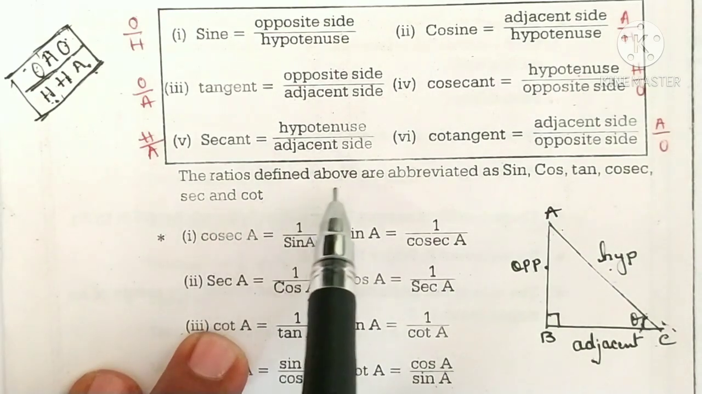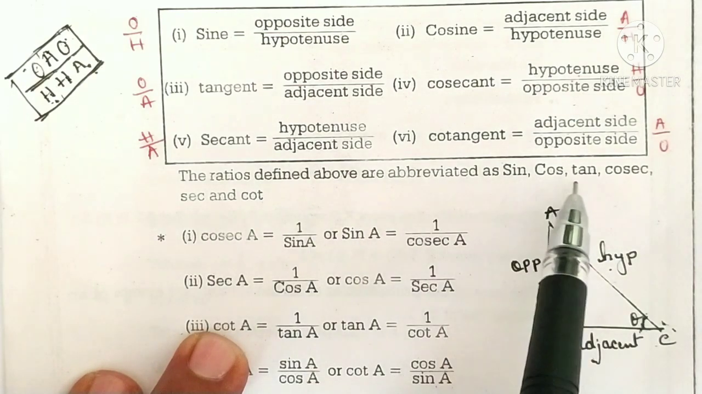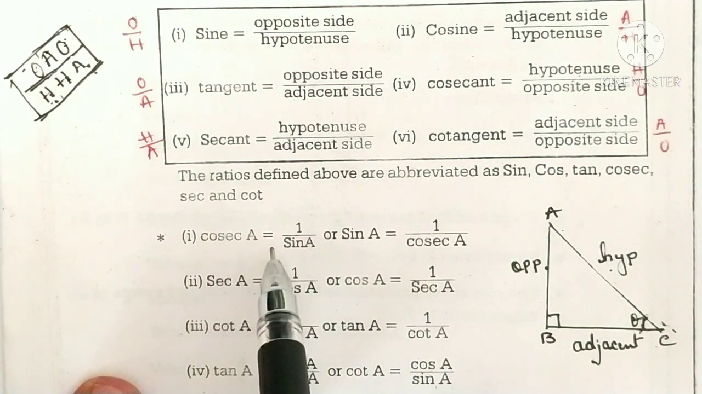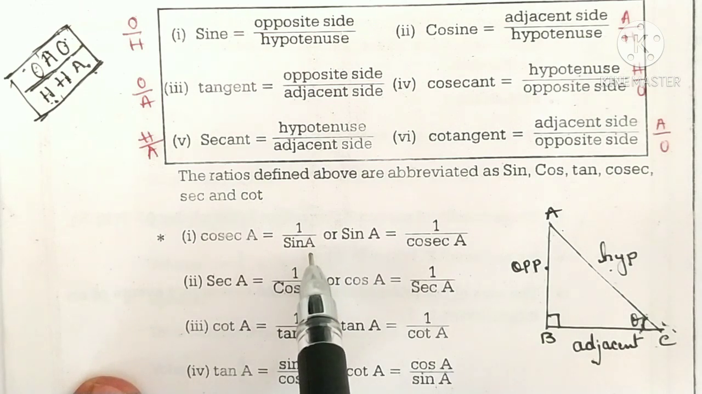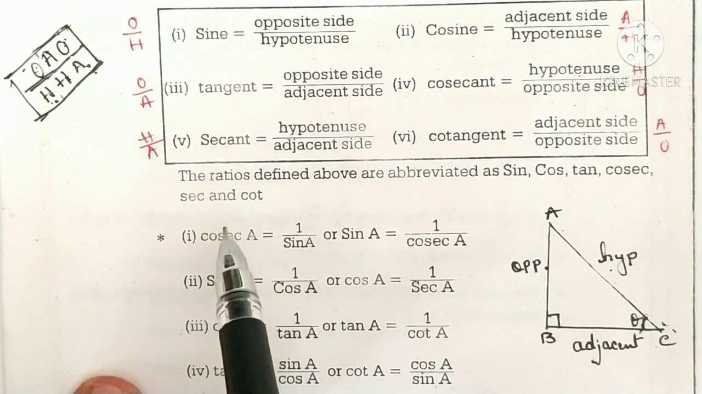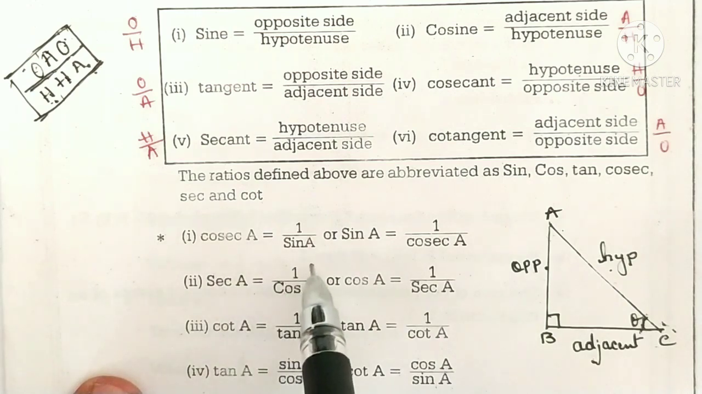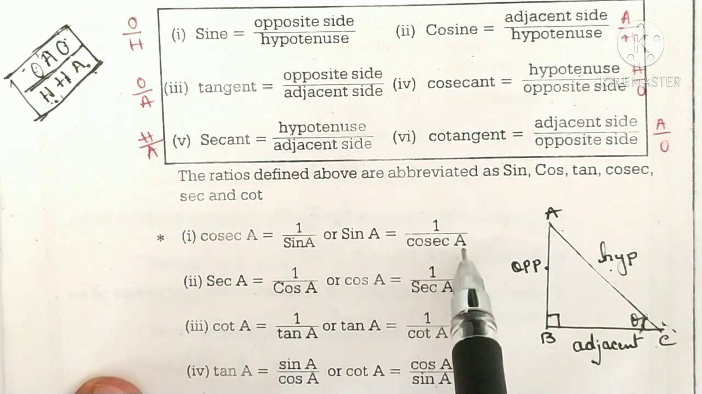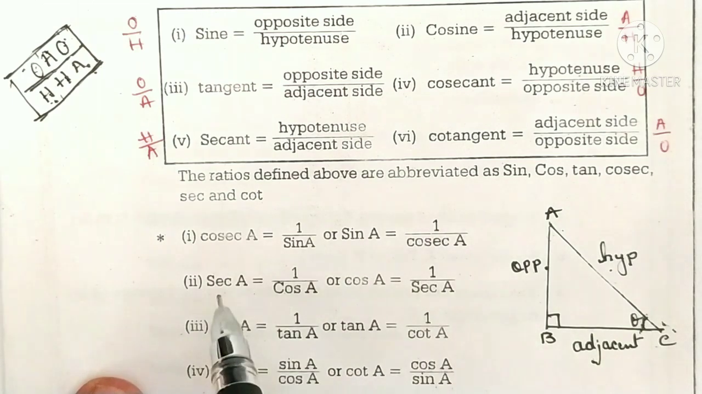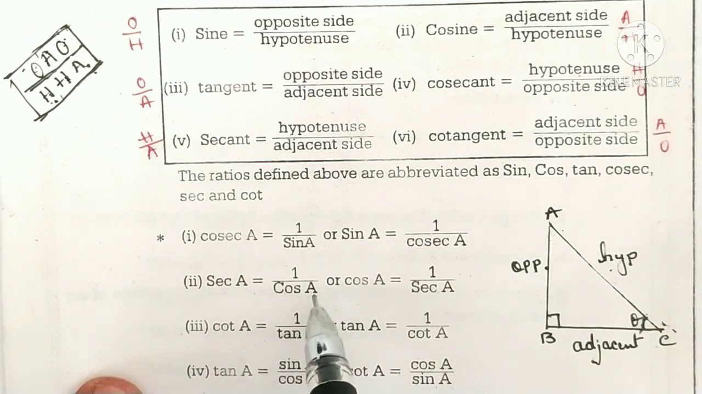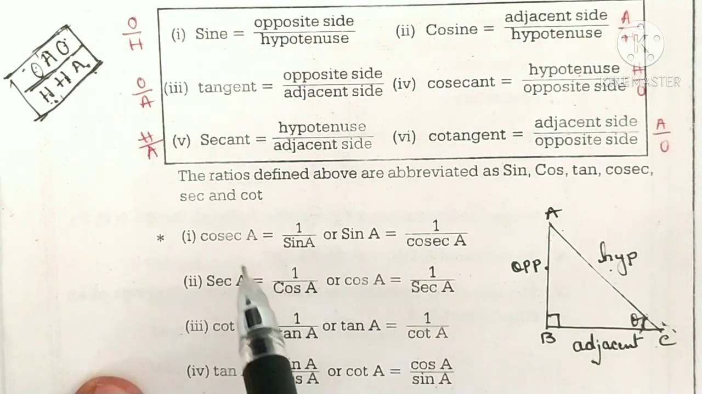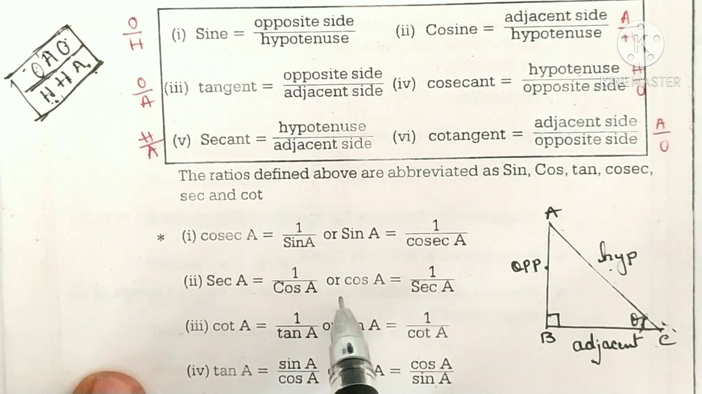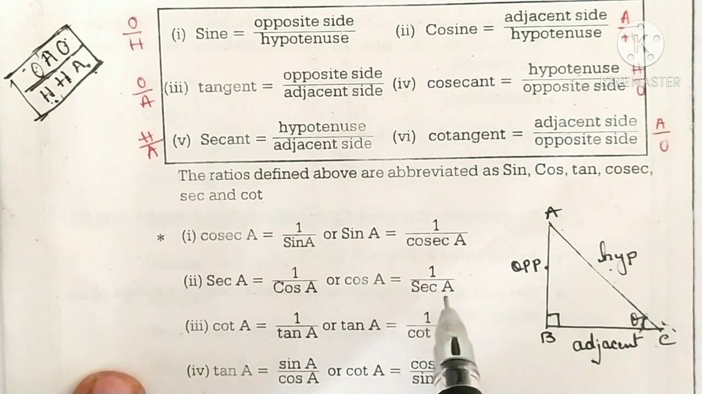Now the ratios defined above are abbreviated as sine, cos, tan, cosec, sec and cot. Cosec A is equal to 1 by sin A. Now sin A we take to the LHS, then cosec A goes to the RHS, so it becomes sin A is equal to 1 by cosec A. Sec A is equal to 1 by cos A. To find cos A, what should we do? Cos A we take to the LHS, then sec goes to the RHS, to the denominator. Cos A is equal to 1 by sec A.